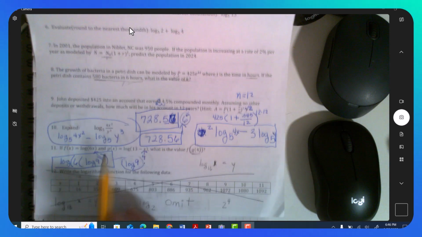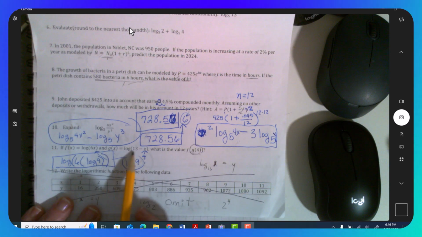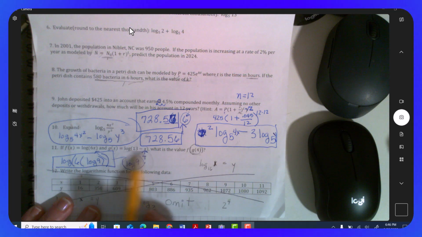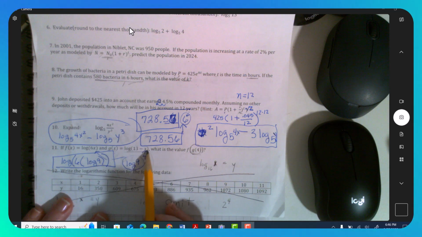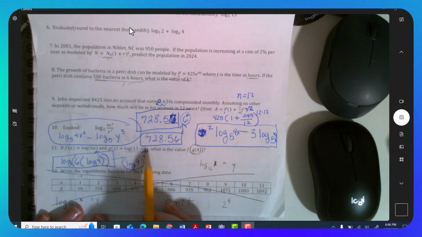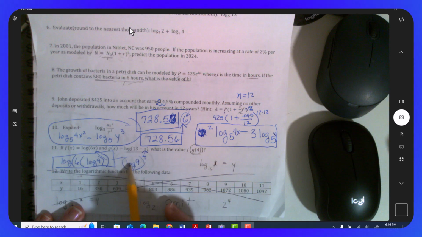So I'm going to look only at function g. I'm going to substitute in for x in this part of the equation. I'm going to substitute in 4. So 4 goes in for x. 13 minus 4 is 9. So this becomes log base 10. This is a common log. So this is log of 9.